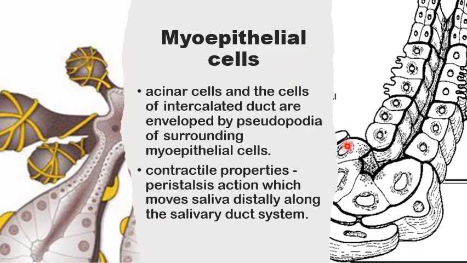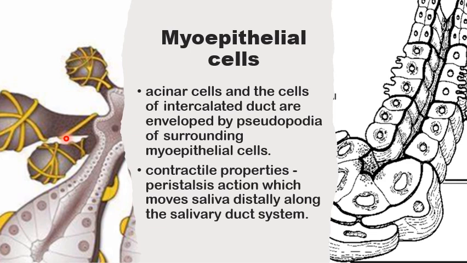To push the initial saliva from the acinus into the ductal system, we need the myoepithelial cells. These are the cells with long pseudopodia that we can see surrounding the acinus. They are epithelial cells with contractile properties. They can squeeze the initial saliva from the acinus into the duct system.